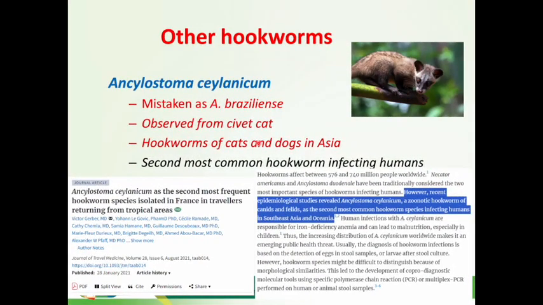Another important hookworm would be Ancylostoma ceylanicum, and this was observed from a civet cat. This is what a civet cat looks like. And it is usually confused as Ancylostoma braziliense.